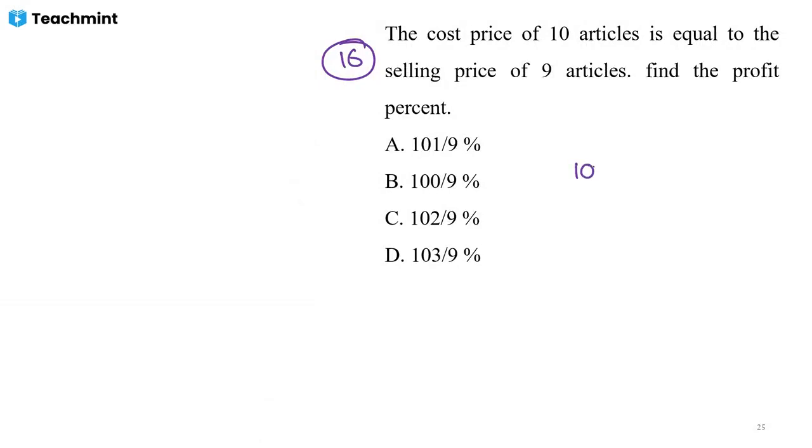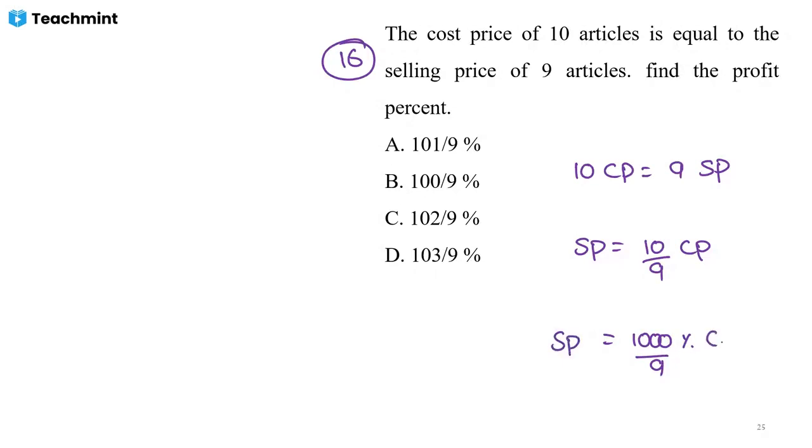10 articles cost price is equal to 9 articles selling price. Selling price is 10 by 9th of cost price. You want percentage, so we should multiply by 100. 1000 by 9%. So among 1000 by 9%, what is the extra, more than 100? 100 plus 100 by 9. More than 100, whatever it is, that is what we call profit.